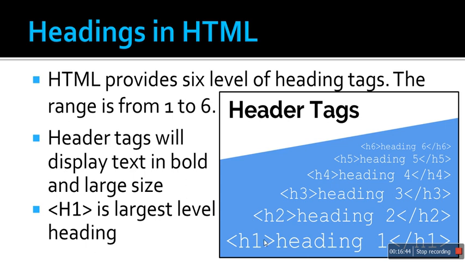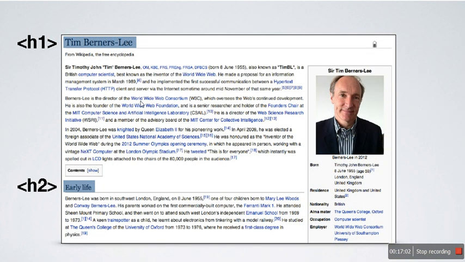Whatever text you provide within these header tags, they will display the text in bold. They will change the size of the text to a large size, around 40 pixels, and they will also add a blank line before and after. Now see, in this example, this is a web page about Sir Tim Berners-Lee, the inventor of the World Wide Web. In this web page there are two headings. The name of this scientist is specified using the H1 tag, whereas the other heading, early life, is specified by the H2 tag.